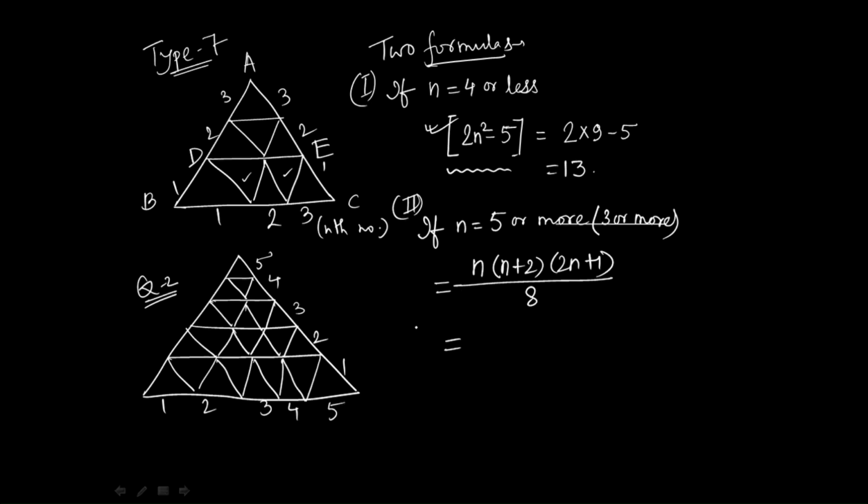Why do we have to apply this? Here n is equal to 5, 5 plus 2 is 7, and 5 twos are 10 plus 1, 11, divided by 8. So it's 35 into 11 upon 8.